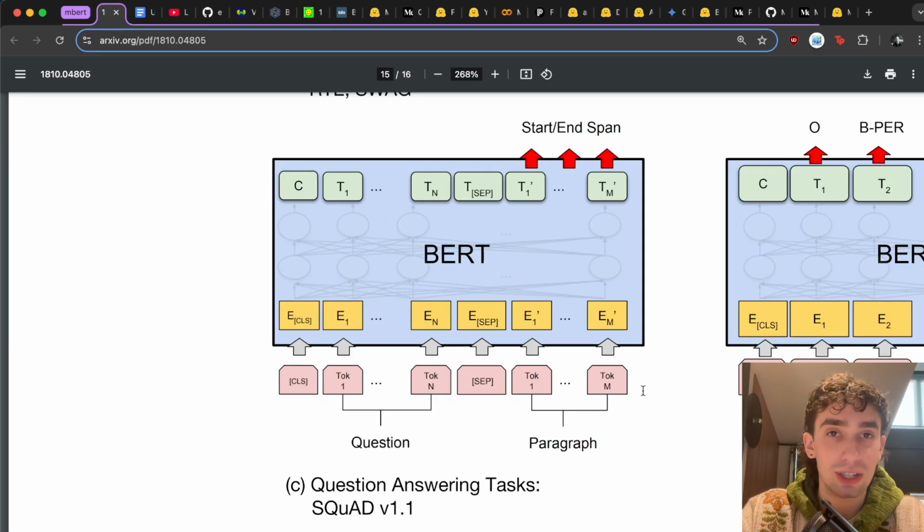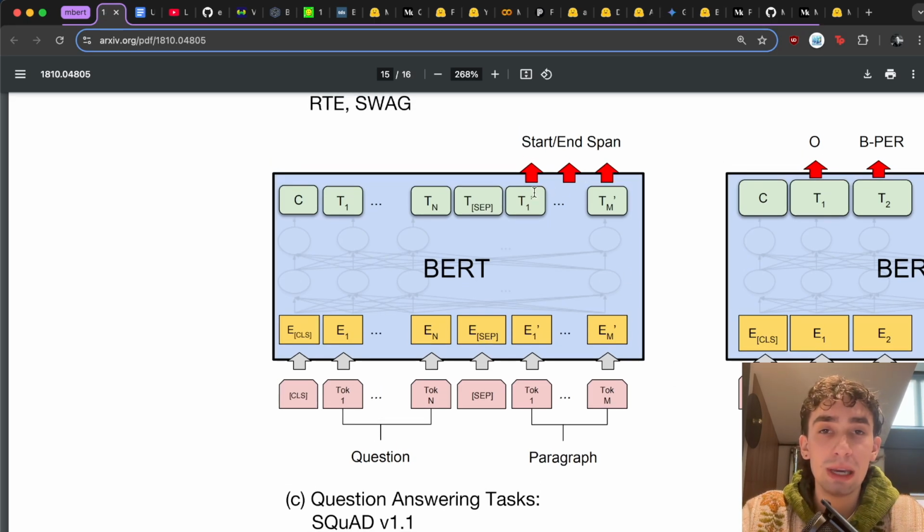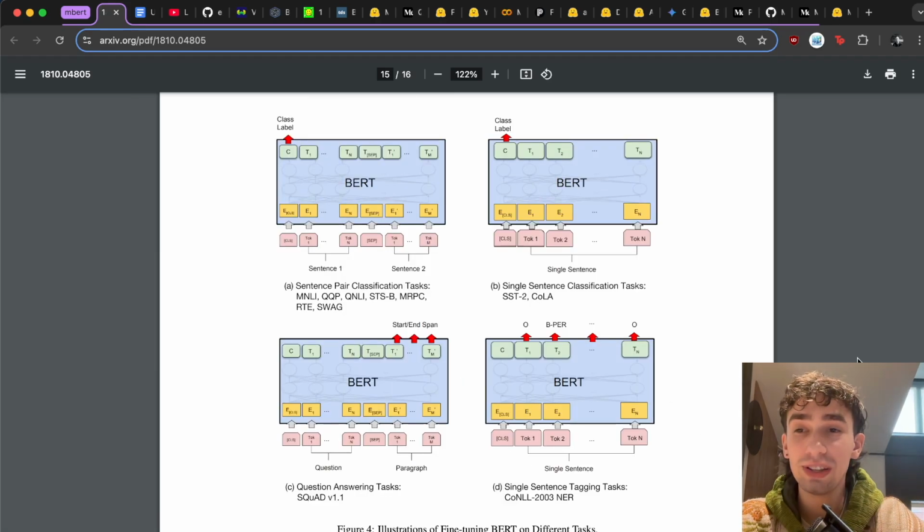Or for something like question and answering, you could input a question and then a special separator and then your document, and train the model with its understanding already to be able to predict where the start and end of the answer to your question is in the sequential document. So really, this versatility through very simple fine-tuning explains BERT's practical impact.